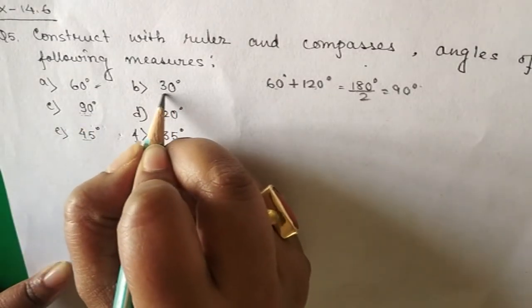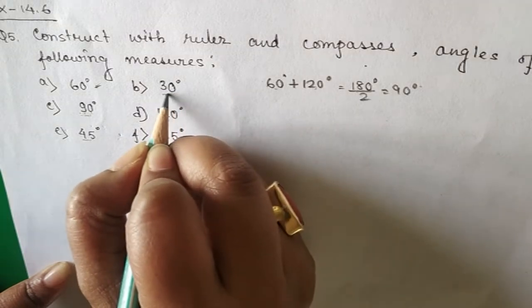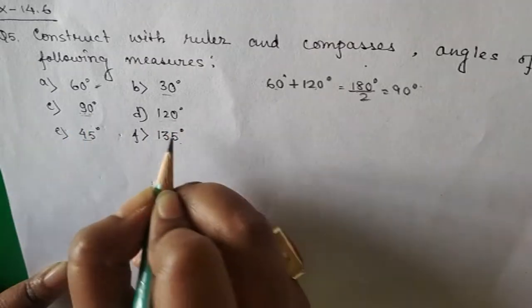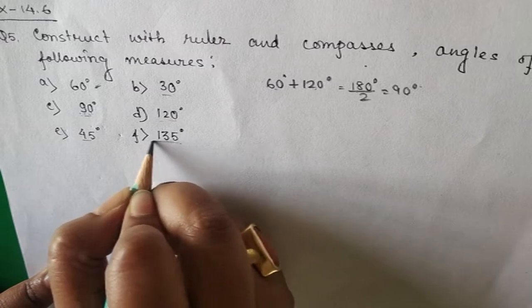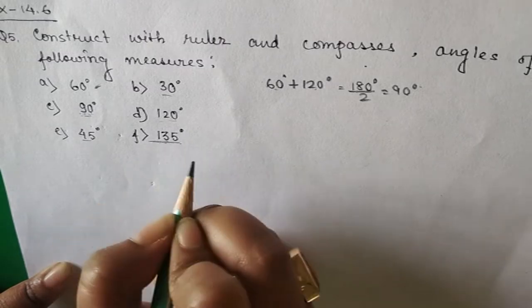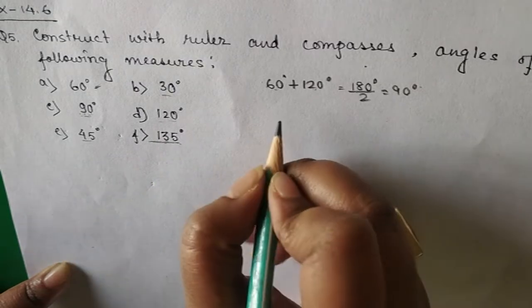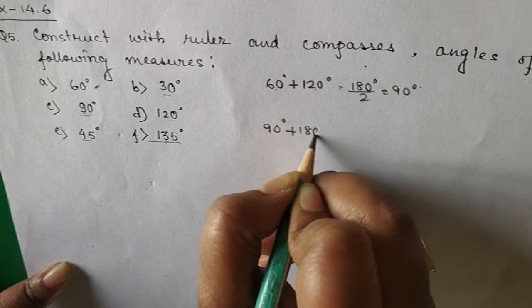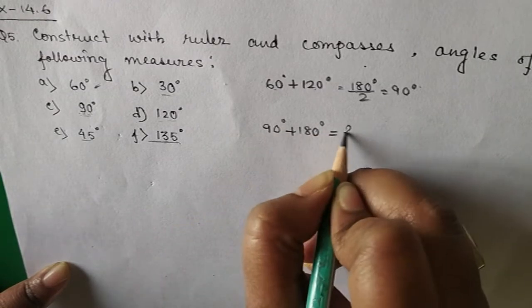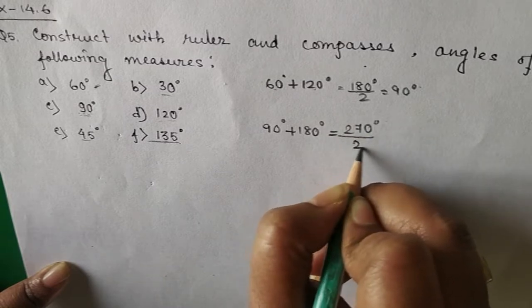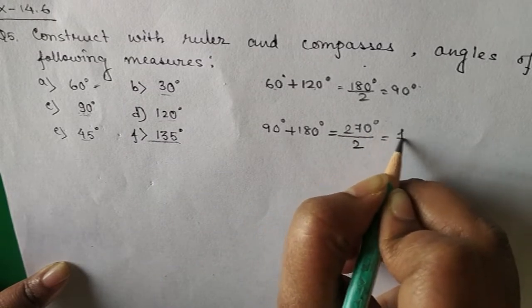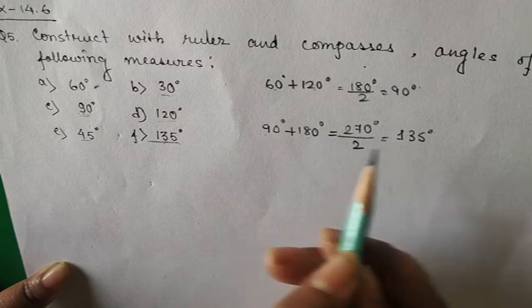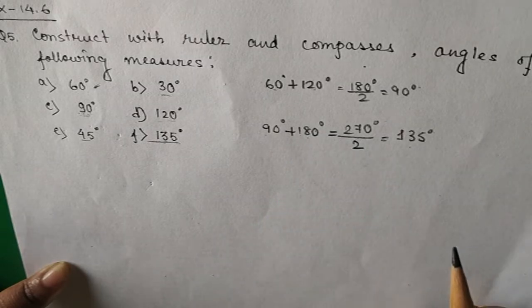Now bisector of 60 degree is 30 degree, half of 60 is 30, and 120 we have done before to construct 90 degree. Now see how to get 135 degree. See between which two angles 135 degree comes. So let us add 90 degree and 180 degree. If you add these two, we will get 270 degree. Now we will bisect these two angles. It will be 135 degree. That means we will bisect 90 and 180 degree to get 135 degree. Now let's start with the construction.